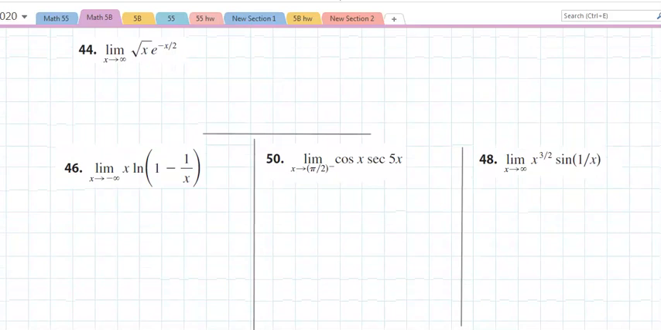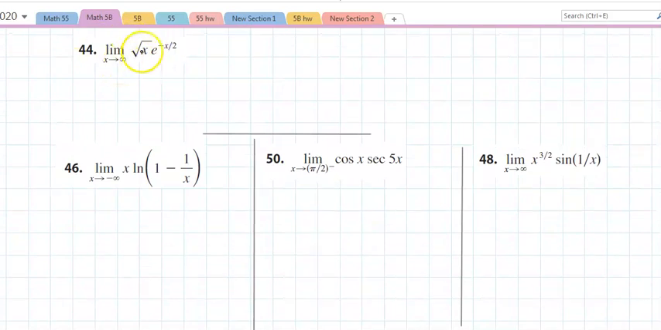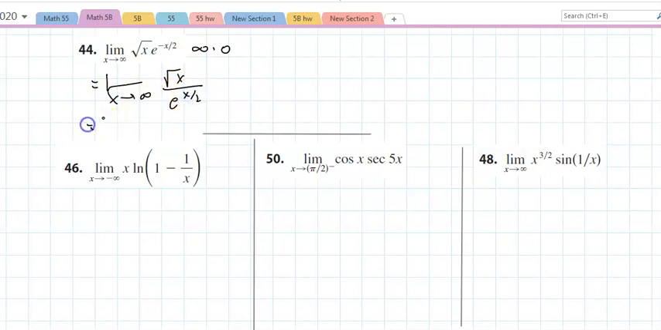Well, here, if I take the limit as x approaches infinity, the radical will approach infinity. This is exponential decay, that's 0. So I have a couple of options. Either I say this is the limit as x approaches infinity of radical x over e to the x over 2, or I say this is the limit as x approaches infinity of e to the negative x over 2 over 1 over radical x. It doesn't matter. I'm going to choose this because it looks nicer and easier.